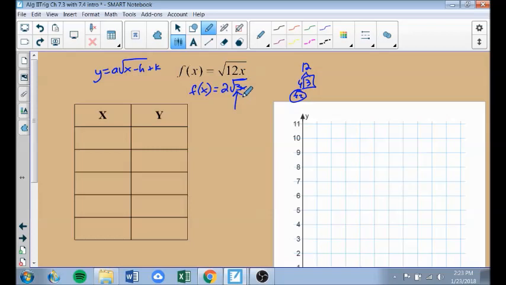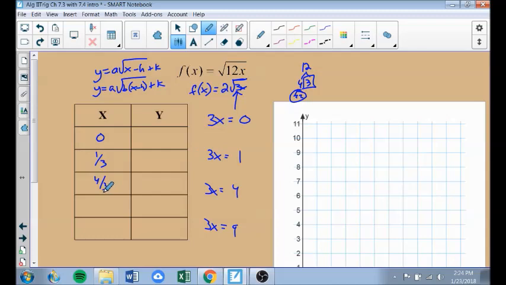There is actually a way to account for that. I've not been talking about how we could be doing b times x minus h plus k. And I'm still not going to. But the rules don't change. I'm going to plug in numbers for x such that I get 0, 1, 4, and 9. Well, those numbers are 0, 1/3, 4/3, and 9/3. And 9/3 is just 3. You go through and you divide all this by 3.